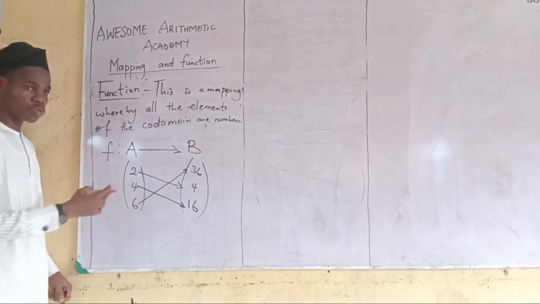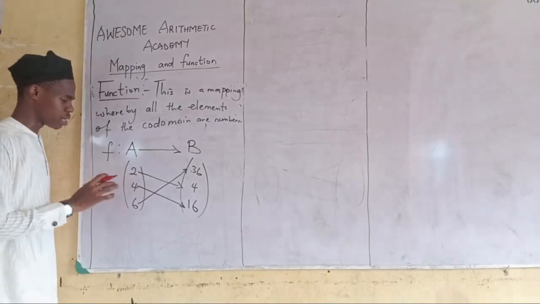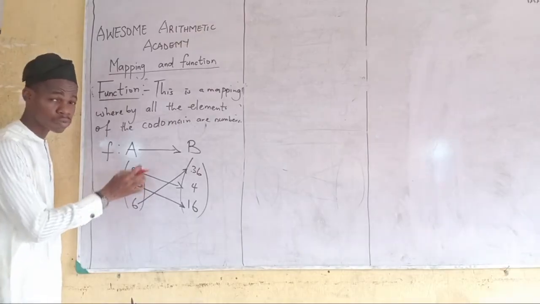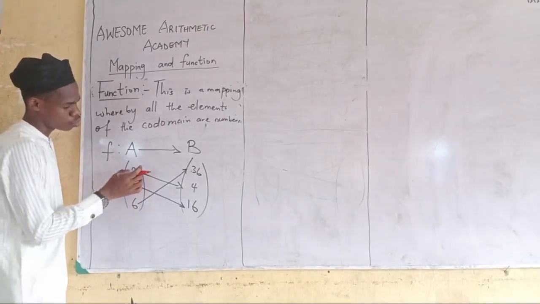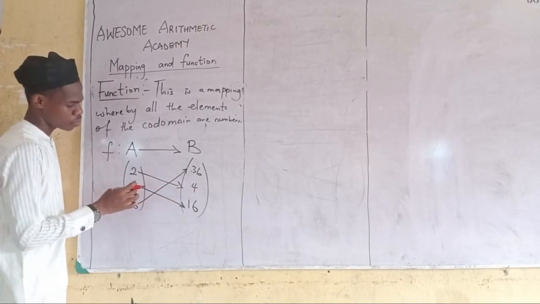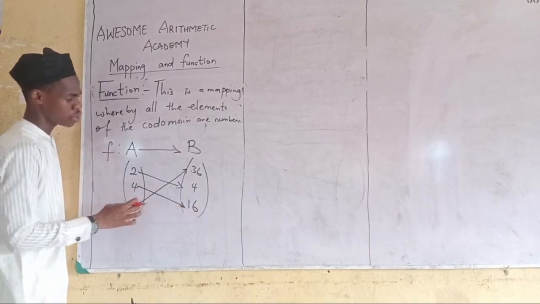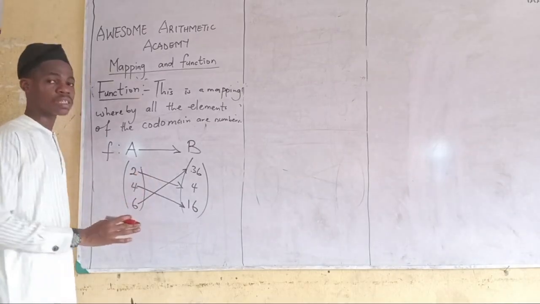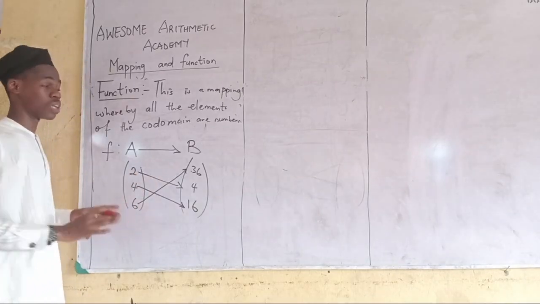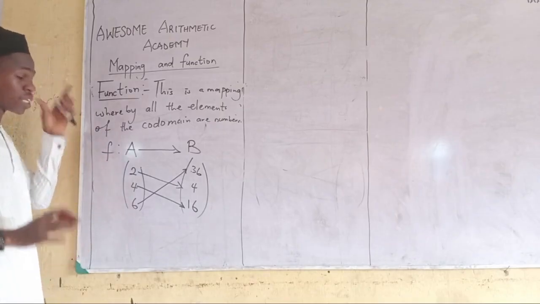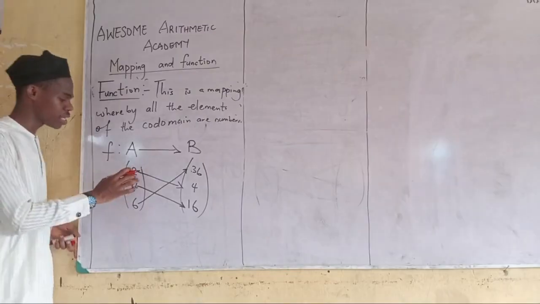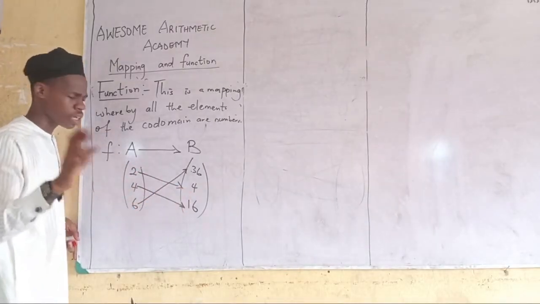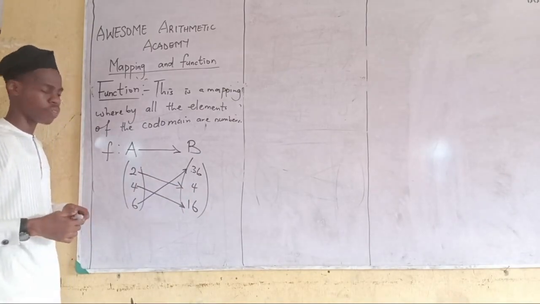And then for you to say this now, there is one particular rule that is making 2 to be assigned to 4, 4 to be assigned to 16, and 6 to be assigned to 36, right? So in that case, that's what we're actually doing here, and that's why we call it mapping. There must be a rule which is making an element here to be assigned to another here. So an example that you can give is what?